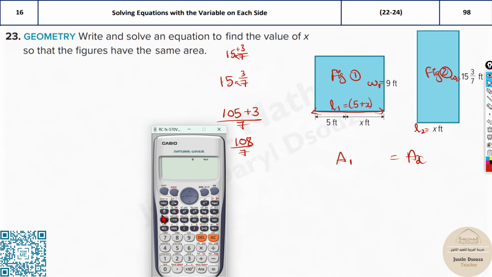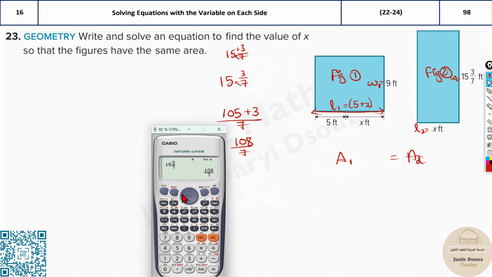Now we have over here, what is this? Improper fraction. Now I'll tell you, some students make this mistake. They put 3 by 7 and then they go back and write 15. This is absolutely wrong. This is not a correct way to write improper fractions. The exact way would be shift and this fraction symbol. Now you can type 15 3 by 7 and the answer is 108 by 7, which we already got.